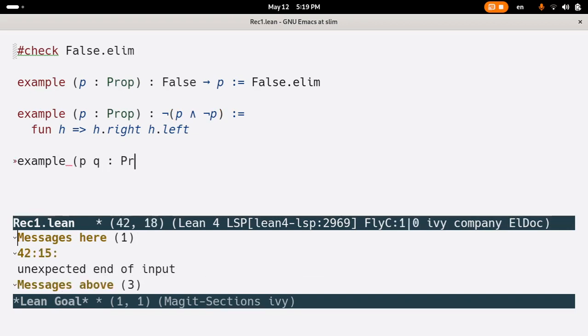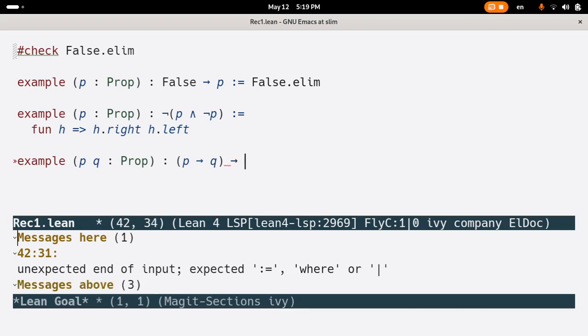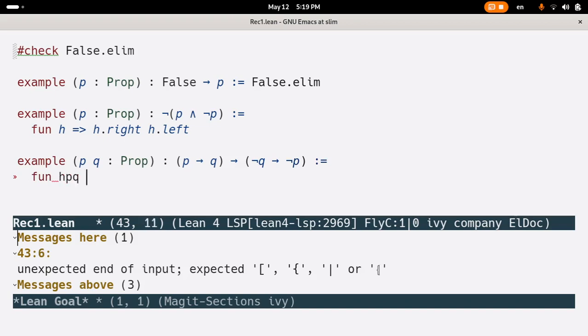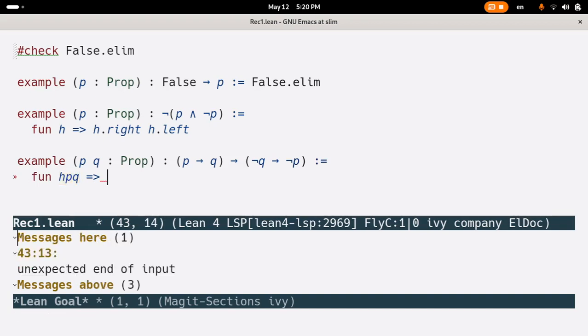We can also prove one direction of the contrapositive equivalence. If P implies Q, this implies that negation of Q implies negation of P. So we start by writing a function that takes a proof of P implies Q. If I scroll over here, you can see that its type is P implies Q. Now I have to produce a function that takes a proof of negation of Q. Finally, I have to produce a proof of negation of P.